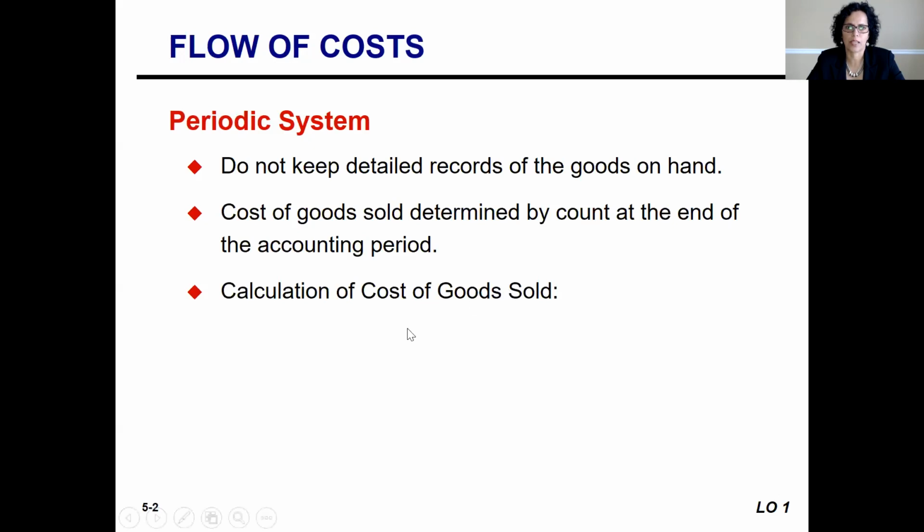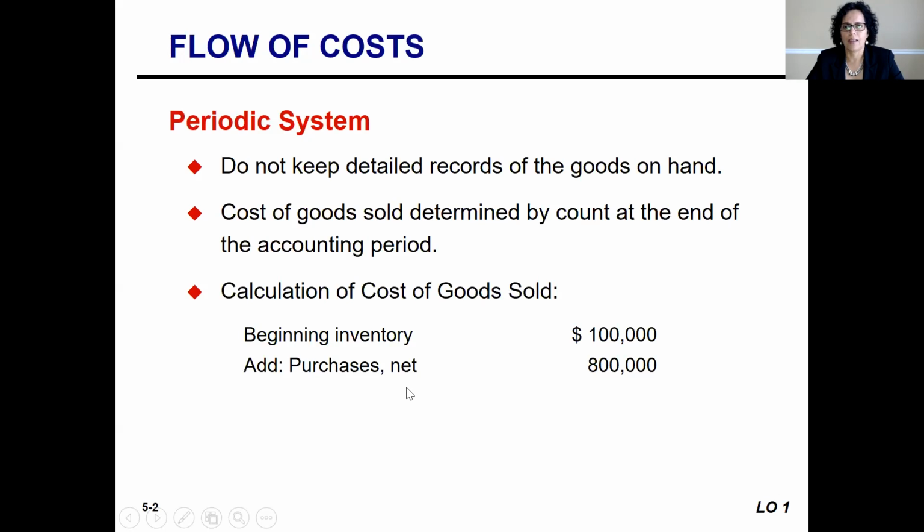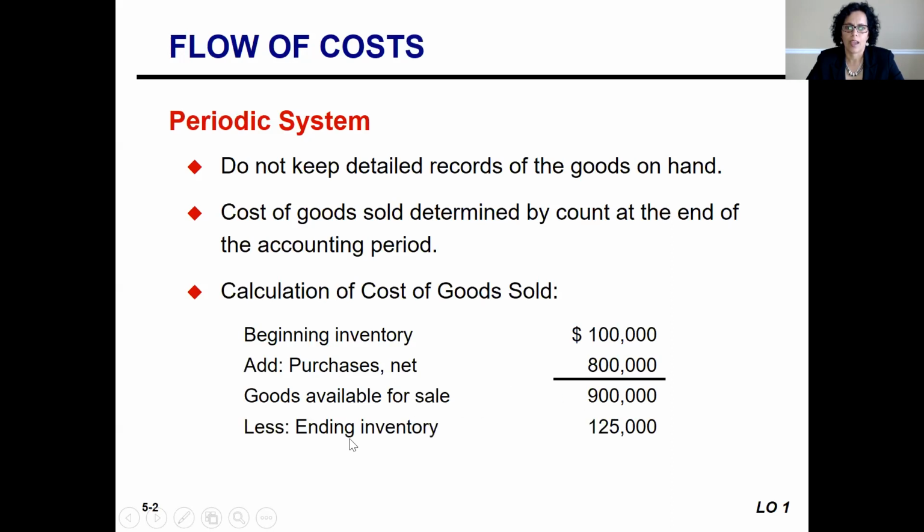So here's how I would do it. I know what my beginning inventory is because this is what was the ending from last period. So let's say it's $100,000. I will add all the purchases made during the current year, and we're looking at net purchases. That's $800,000 in the example I'm giving you. This gives me $900,000 as goods available for sale. When I do a count at the end of the period, if I find out that I have $125,000 of inventory still on hand, it then means the balance is cost of goods sold, $775,000. This is the 900 minus 125.